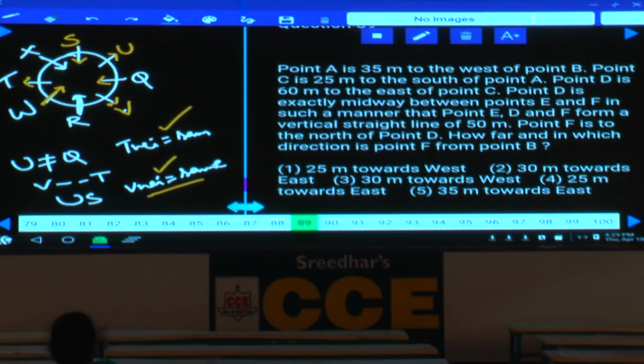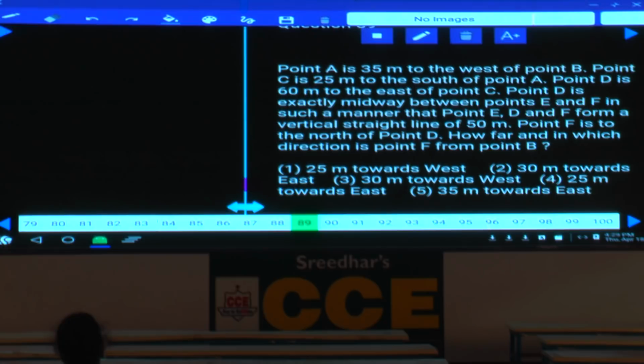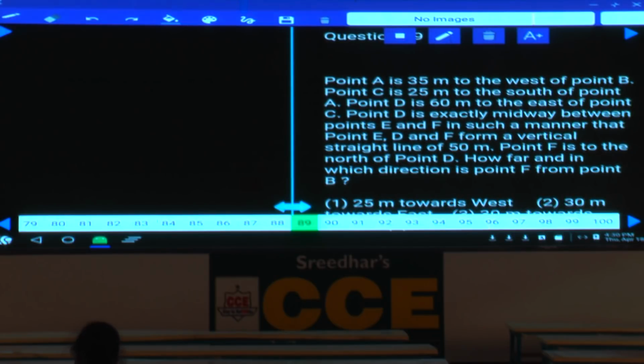89 and 90, these 2 questions are based on directions. Now in these directions, tell me what is the information here. A is 35 meters to the west of B. B is here and A is here. Now the distance between these 2 is 35.